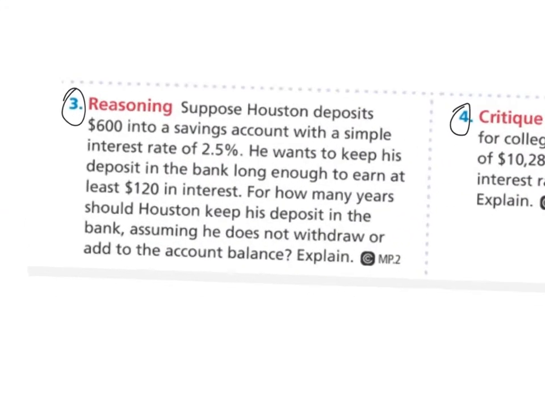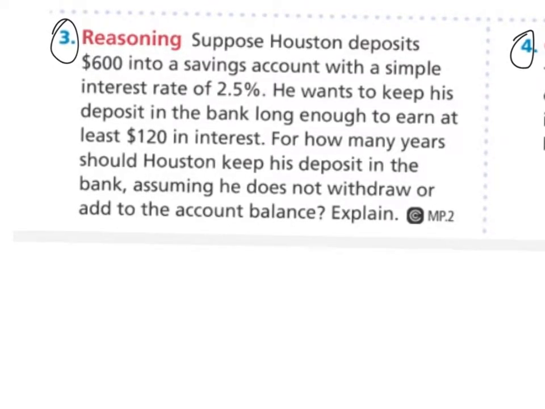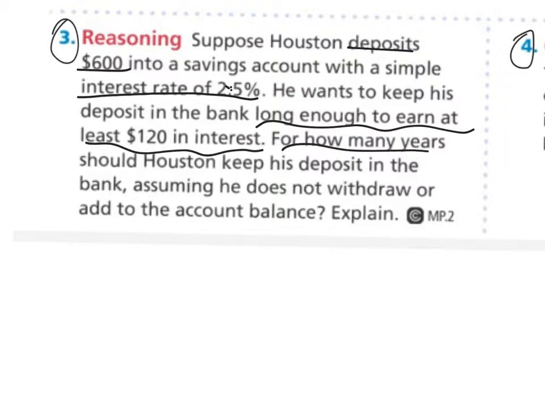So if we look at number 3, suppose Houston deposits $600 into a savings account with simple interest rate of 2.5%. Make sure you don't lose the decimal there if you're underlining. Okay, that's supposed to be 2.5%. He wants to keep his deposit in the bank long enough to earn at least $120 in interest. How many years should Houston keep his deposit in the bank, assuming he does not withdraw or add to the account balance, and explain?